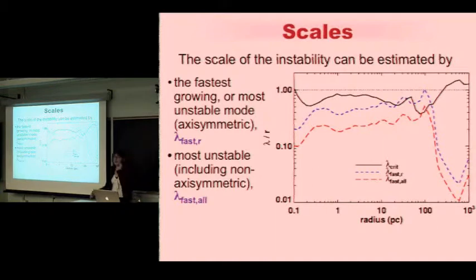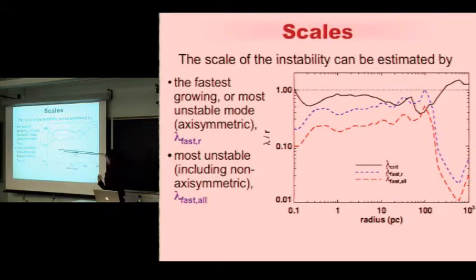You can also try to estimate the scale of the instability just using the dispersion relation for waves in the disk. You can estimate the fastest growing or most unstable mode for the axisymmetric case, and also for the case which includes non-axisymmetric perturbations. Those two are shown here, and then just for reference is the critical wavelength of stability.